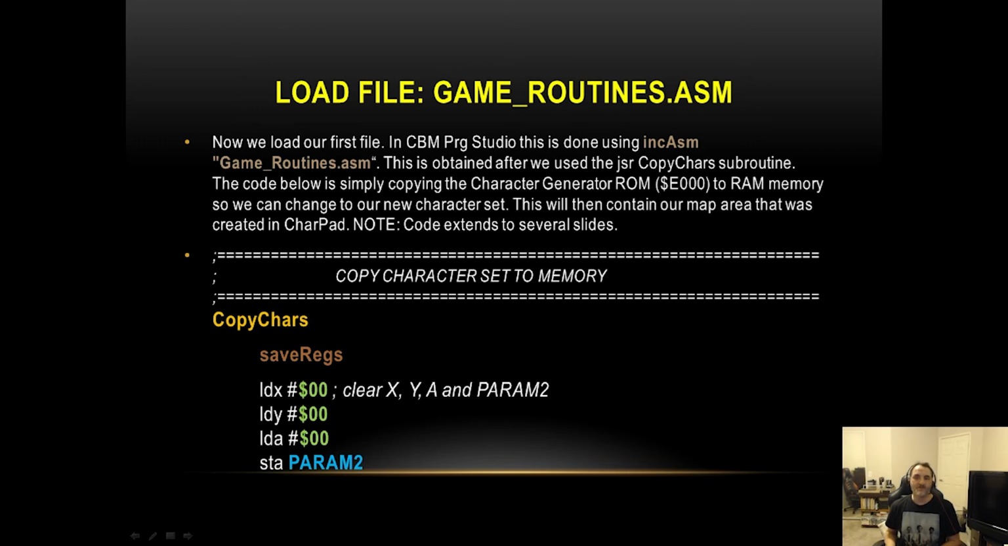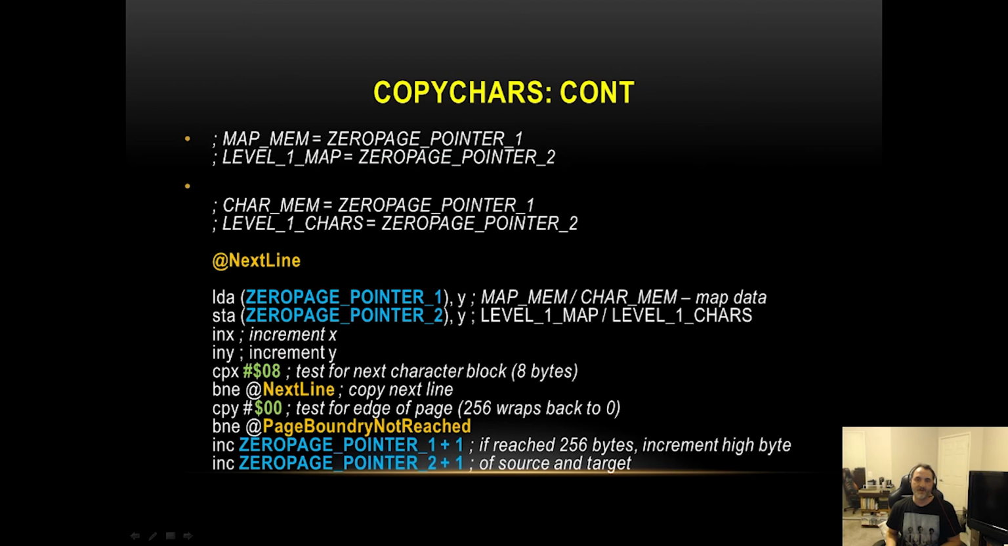The code below is simply copying the character generator ROM, E000, to RAM memory, so we can change to our new character set. This will then contain our map area that was created in CharPad. Note, code extends to several slides, so I've got this broken down, the first part here, and then here's the second part.